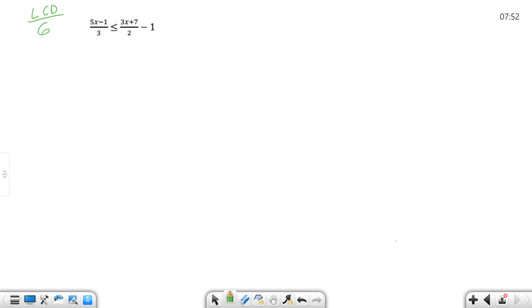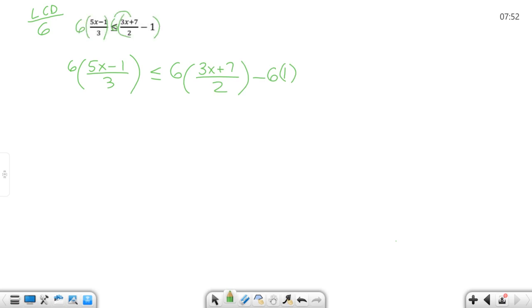2 goes into 6. So what I'm going to do, I'm going to say 6 times 5x minus 1 over 3. That term is less than or equal to 6 times this term, 3x plus 7 over 2, minus, don't forget 6 times your whole number here. So what I'm really doing is I'm taking 6 times this side, and I'm also taking this side times 6, and I'm distributing.